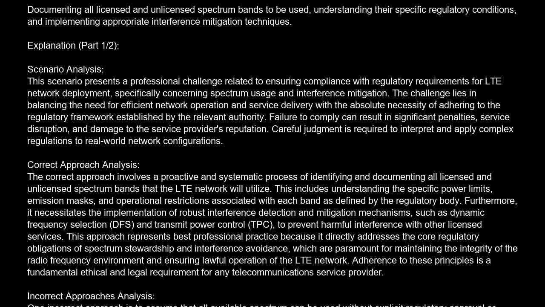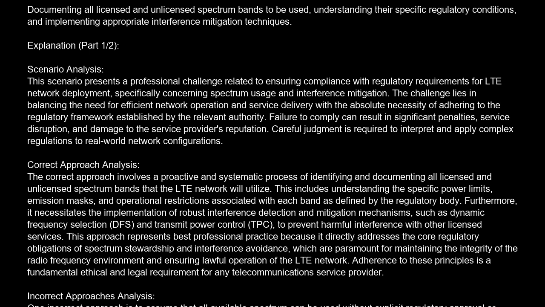The challenge lies in balancing the need for efficient network operation and service delivery with the absolute necessity of adhering to the regulatory framework established by the relevant authority. Failure to comply can result in significant penalties, service disruption, and damage to the service provider's reputation. Careful judgment is required to interpret and apply complex regulations to real-world network configurations.